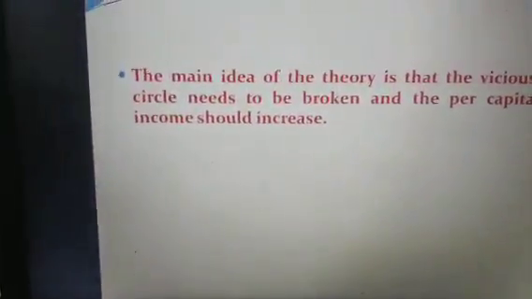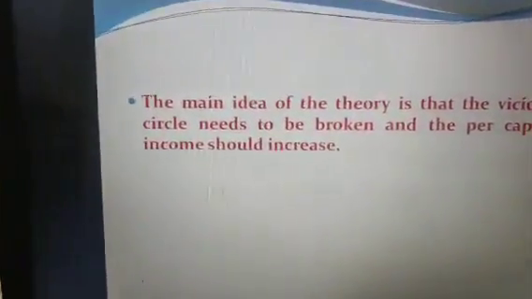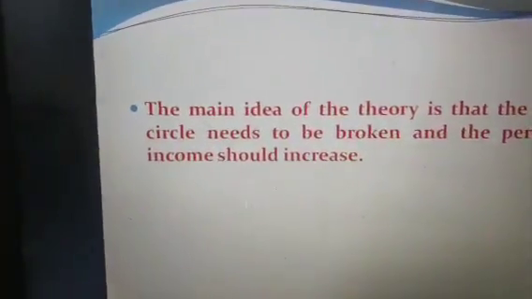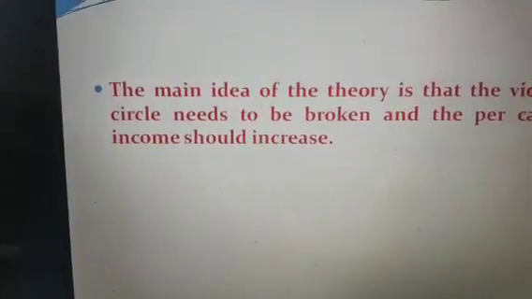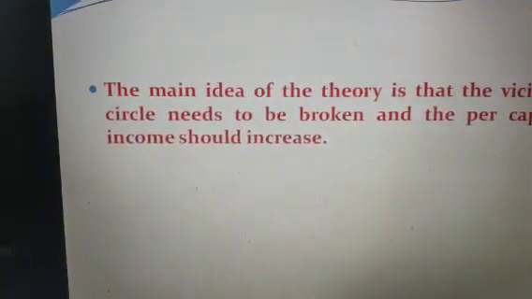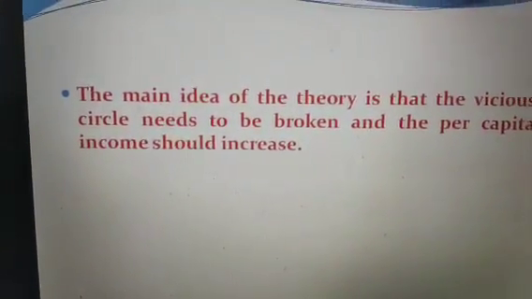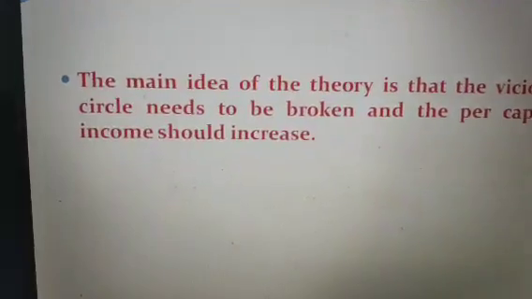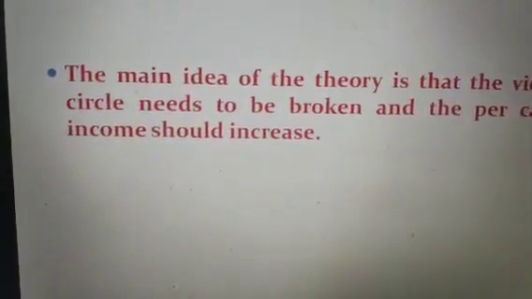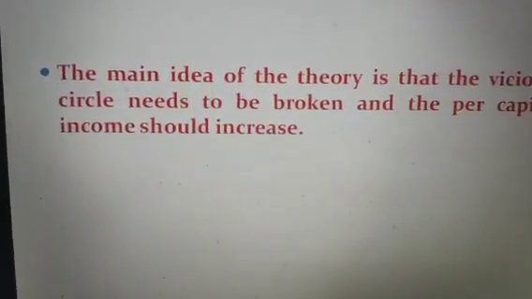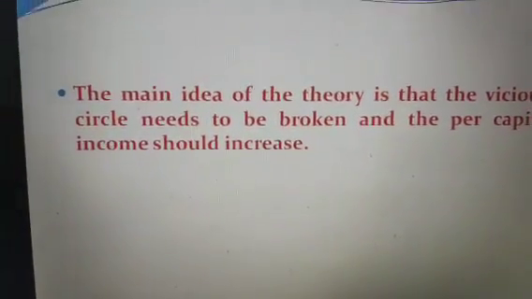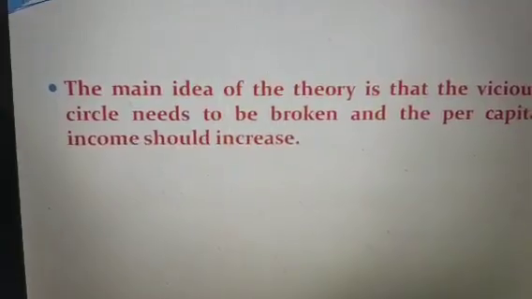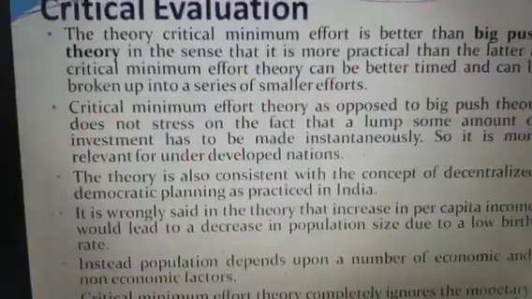So the main idea of the Liebenstein theory is that the vicious circle needs to be broken, and this is very important as we are talking about the Indian economy also, that the vicious circle needs to be broken and the per capita income should increase at any cost. Then only we can control our population positively, as you all discussed with me in the online class.